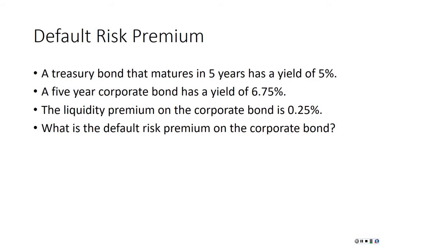Next, we look at calculating the default risk premium. A Treasury bond that matures in 5 years has a yield of 5%. A 5-year corporate bond has a yield of 6.75%. The liquidity premium on the corporate bond is 0.25%. What is the default risk premium on the corporate bond?